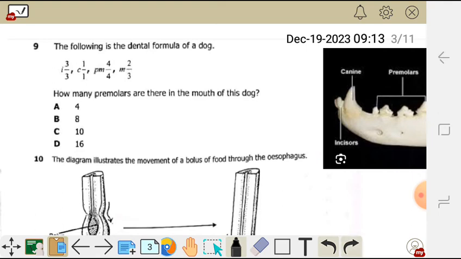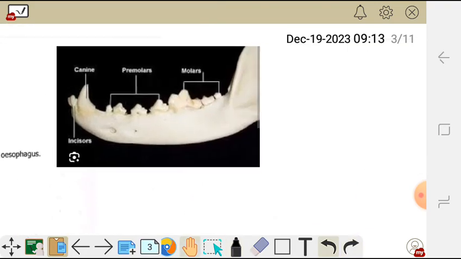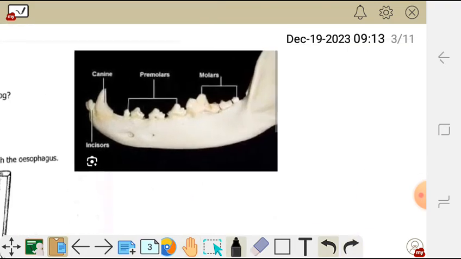How many premolars are there in the mouth of this dog? A, 4, B, 8, C, 10, and D, 16. So how many premolars are there? So I have a diagram here. This diagram shows a jaw of a dog. In this jaw, it is showing the half lower jaw of a dog.